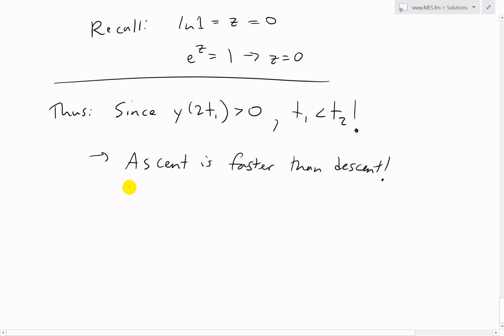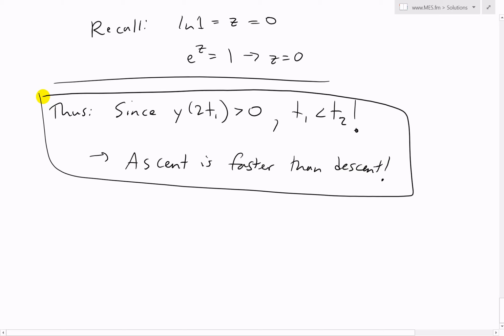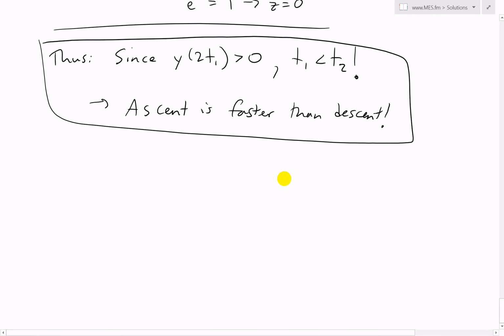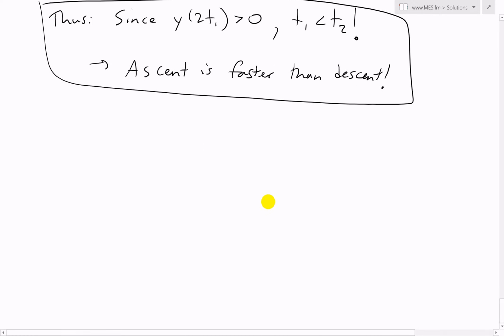So there is our answer. I'll just circle all this. Thus, ascent is faster than descent, which is quite remarkable actually, because my initial prediction of this whole applied project was that it would be the same, because you're just throwing the ball, what goes up must come down. I didn't see any differences.